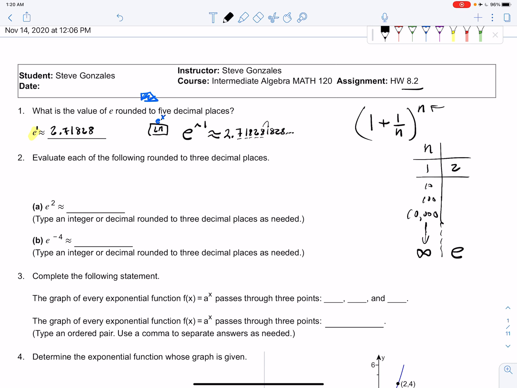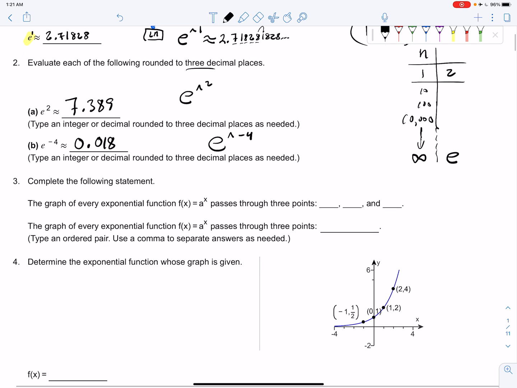So e to the second power is our next one, number 2, part A. Once again, I just grab my calculator and type in e to the second. On this one, they want us to round to 3 decimal places, so we get 7.389. And e to the negative 4th, once again, some calculators have a little blinking cursor, which depends on the maker of your calculator. On this one, you just put in a negative 4 and hit enter. To 3 places, it's approximately 0.018.